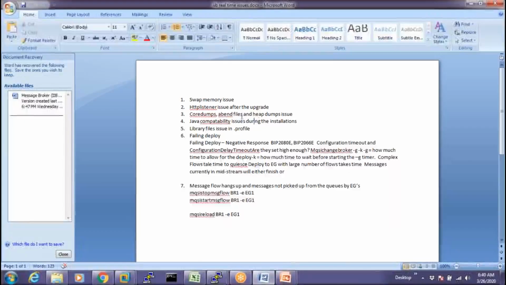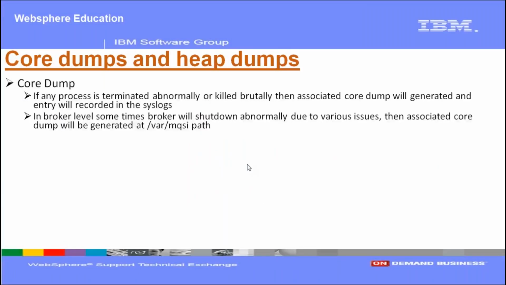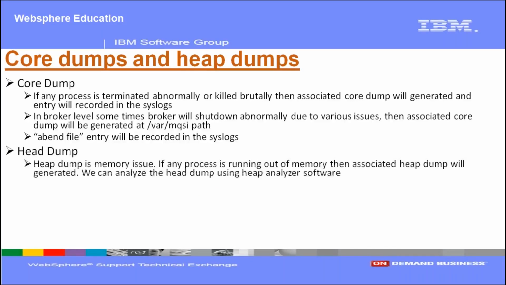All right. Now the one more thing we have to take care of is heap dump. Heap dump is also one of the big issues in the broker. So let's see what a heap dump is. A heap dump is a memory issue. If any process is running out of memory, then an associated heap dump will be generated. We can analyze the heap dump using heap analyzer software.